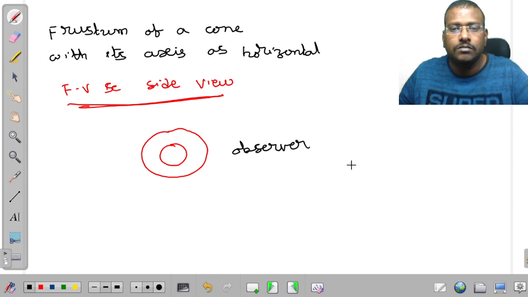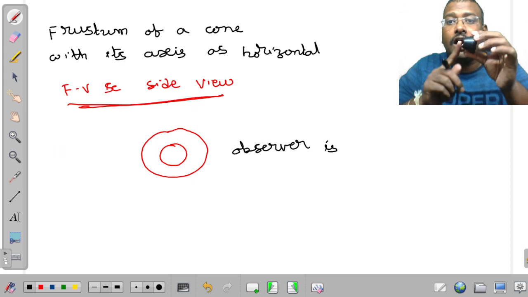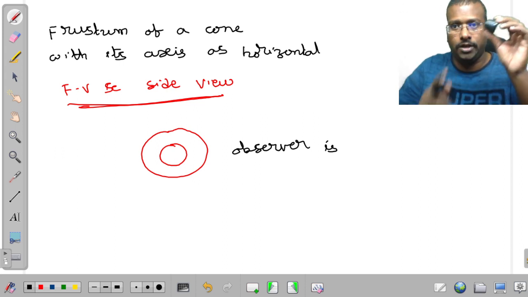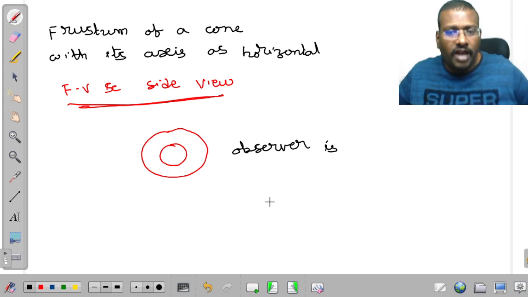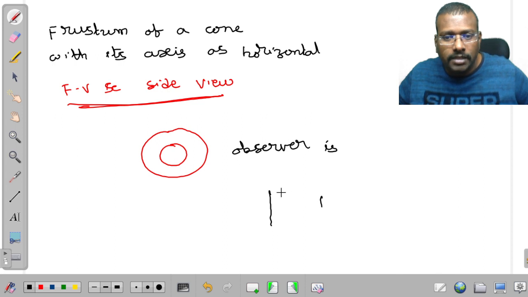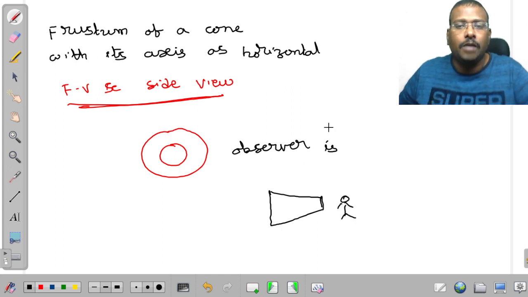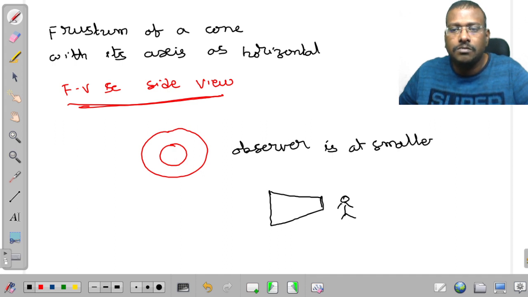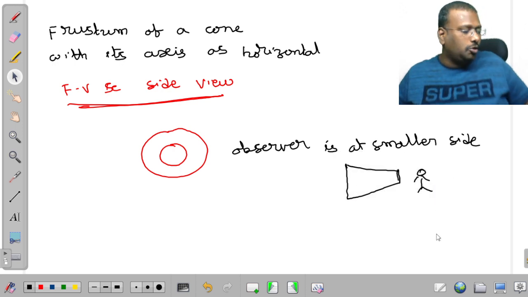observer is on which side? On the smaller side of a frustum. Observer is on the smaller side because the frustum is going to have a trapezium like this, and observer is on the smaller side of it. Observer is at the smaller side. So I am going to show like this. This is going to be here. This is the correct position, sir.